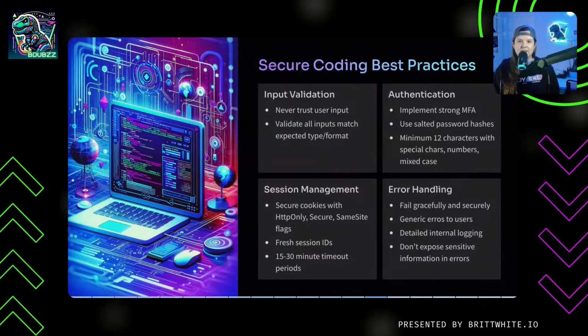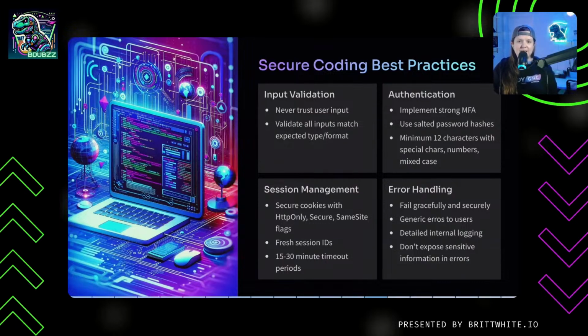For error handling, this is about failing gracefully and securely. When something goes wrong, and trust me, things will go wrong, your application needs to handle it smoothly without exposing sensitive information to potential attackers. Be vague to users, but detailed in your logs. Never expose sensitive information in error messages, but keep detailed logs for your team's troubleshooting.